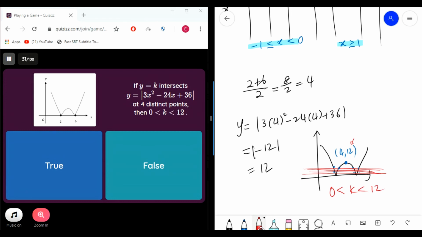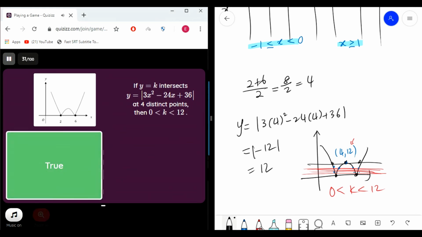Check whether it can be 0. No. If k equals 0, it will only cut the curve at 2 points, which are the roots. These 2 points. What about the vertex? If y equals 12, it will only cut at 1, 2, 3 points. So k cannot equal 12. Therefore, the statement is true.